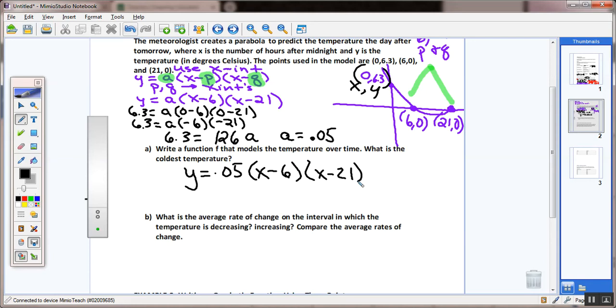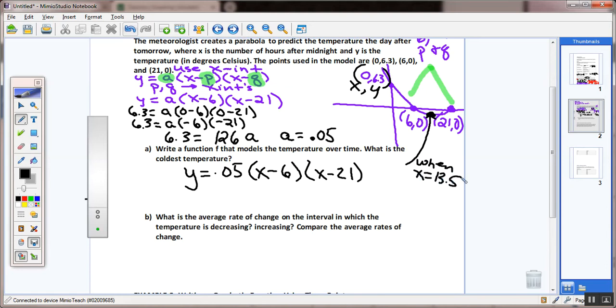Guys, if I have an x-intercept at 6 and an x-intercept at 21, how are you going to find the very middle of 6 and 21? Average, you bet. So 6 and 21 add up to 27. The average is going to happen right here at 13.5. So we know that this minimum value on this graph is going to occur when x equals 13.5.